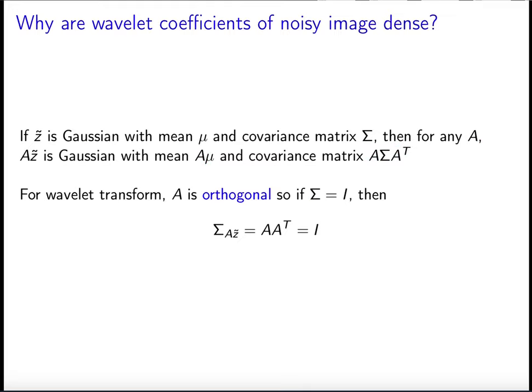The thing is that our wavelet transform is orthogonal. So if the noise is IID, meaning that it has a diagonal covariance matrix, then the covariance matrix of the wavelet coefficients is just going to be A times the identity times A transpose, which is also the identity. So basically, the wavelet coefficients are also IID Gaussian noise, if the original noise is Gaussian and additive. So that's why we see the noise spread out over the whole image. It doesn't really have any structure, which makes sense, right? Because why would the noise be aligned with the basis vectors of the wavelet basis? There's no reason to expect that that would be the case.